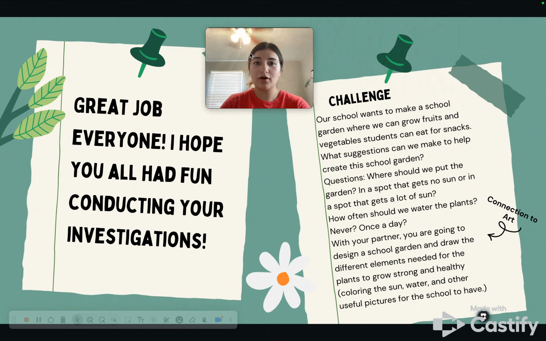Now, with your partner, you're going to design a school garden and draw the different elements needed for the plants to grow strong and healthy. Each one of you has a piece of paper and some pencils and crayons, and I want you to draw a school garden, and I want you to color. If you think the school garden needs sun, I want you to draw the sun. If you think it needs to be watered, maybe you draw a water can or a water hose with water on the plants or on the soil, and other useful pictures for the school to have.